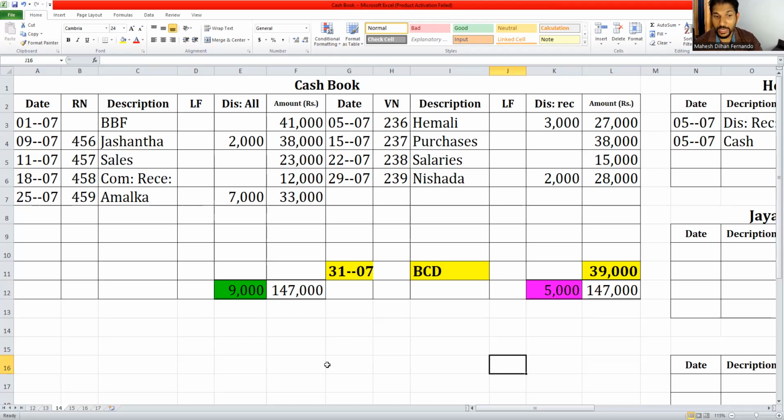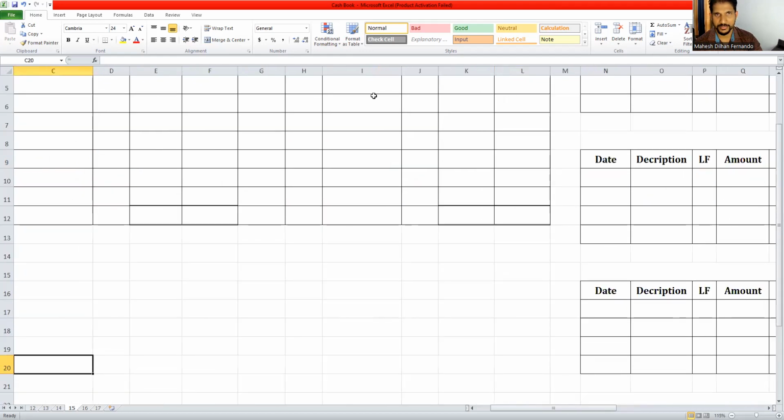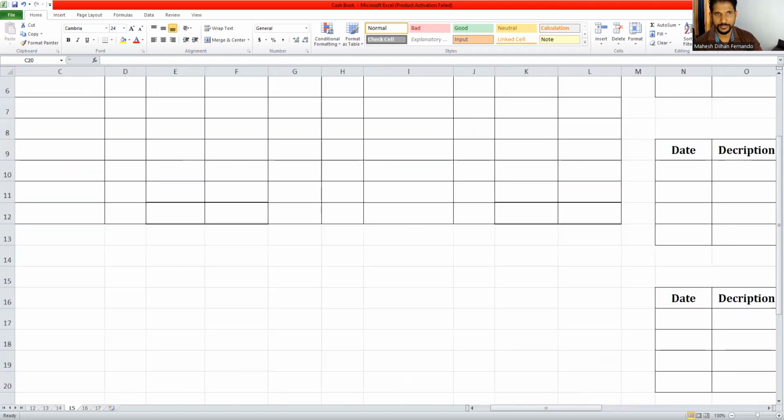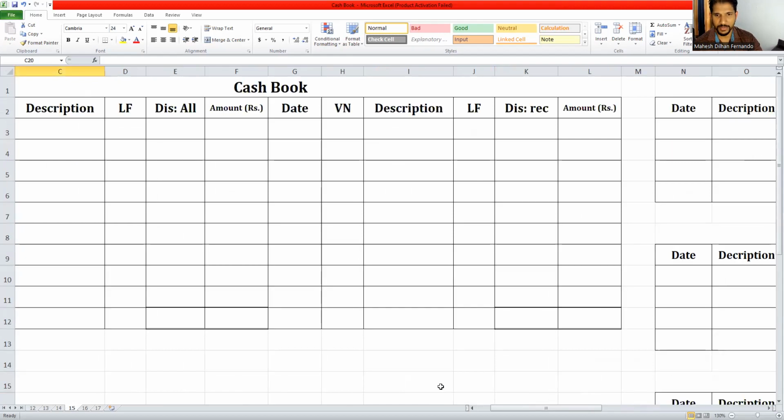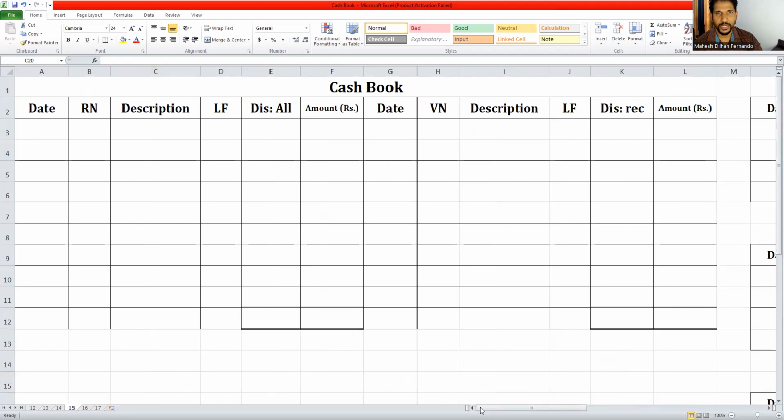So let's move to the last question of the cash book with discount columns, number 15. The transactions of Keshava's business. Let's start. 1st of May, balance brought forward in the cash book is 36,000. Balance brought forward of the cash book, 36.